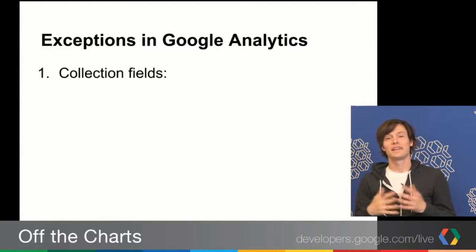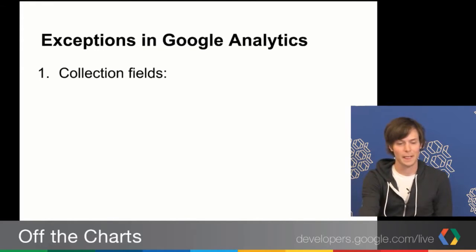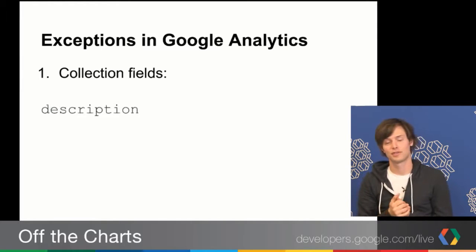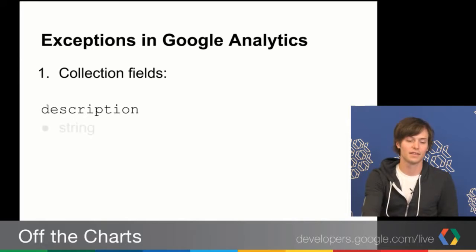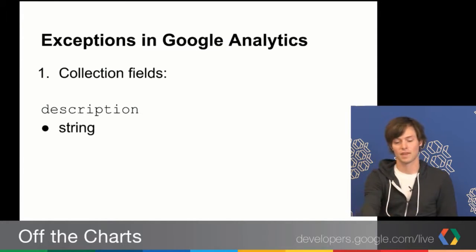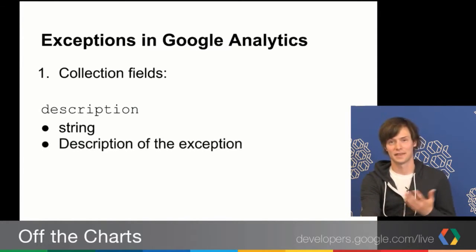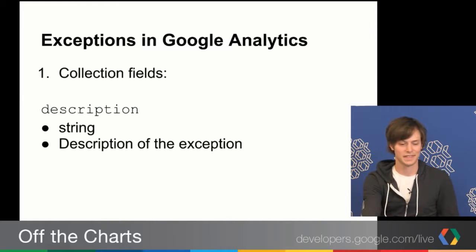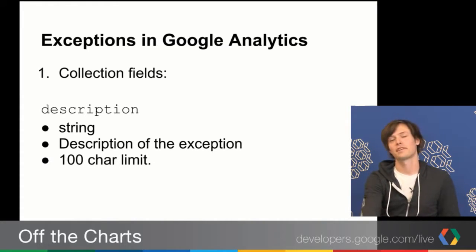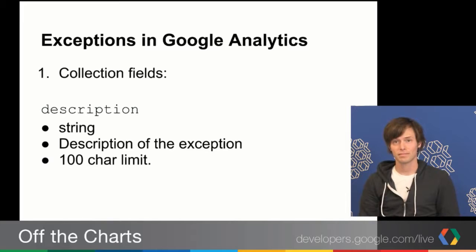So one more bit of context before we jump into it. Exceptions in Google Analytics are comprised of 2 collection fields. So this is the stuff that you're actually sending to GA. So the first field is a description field, and it's a string. And as you might guess, it's a description of the exception. There's a 100-character limit on this field.